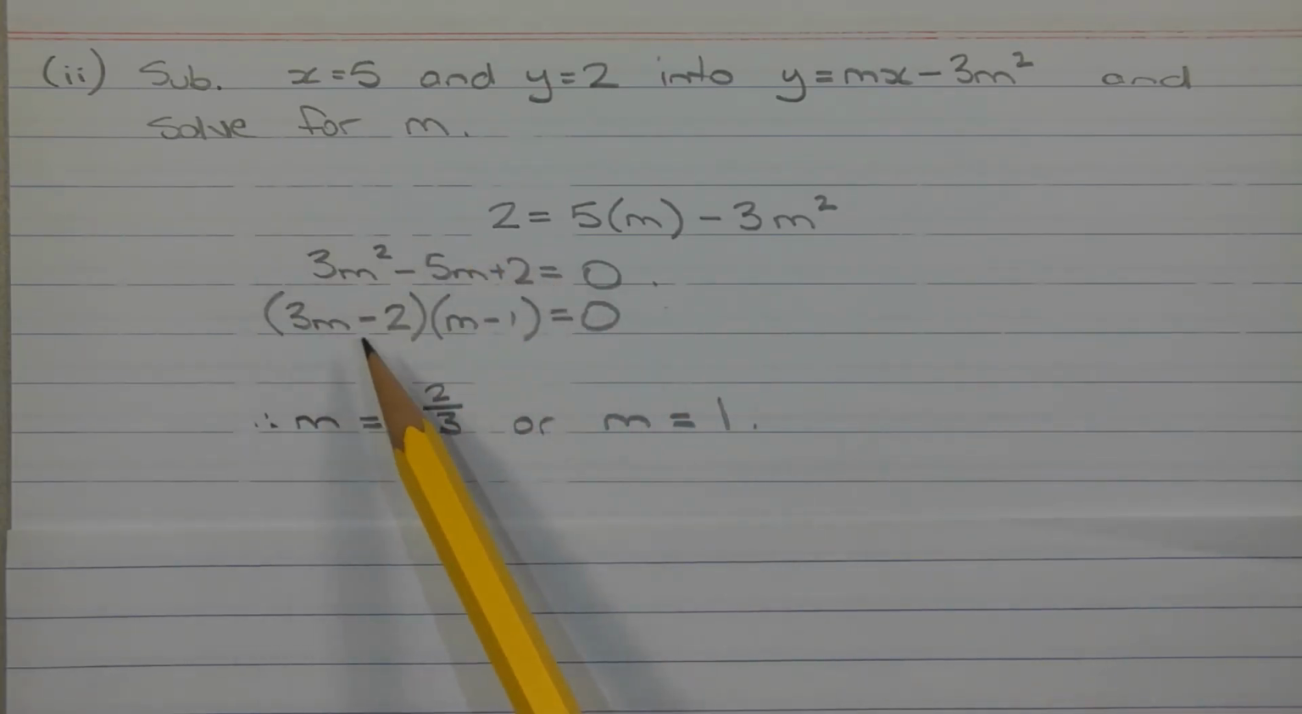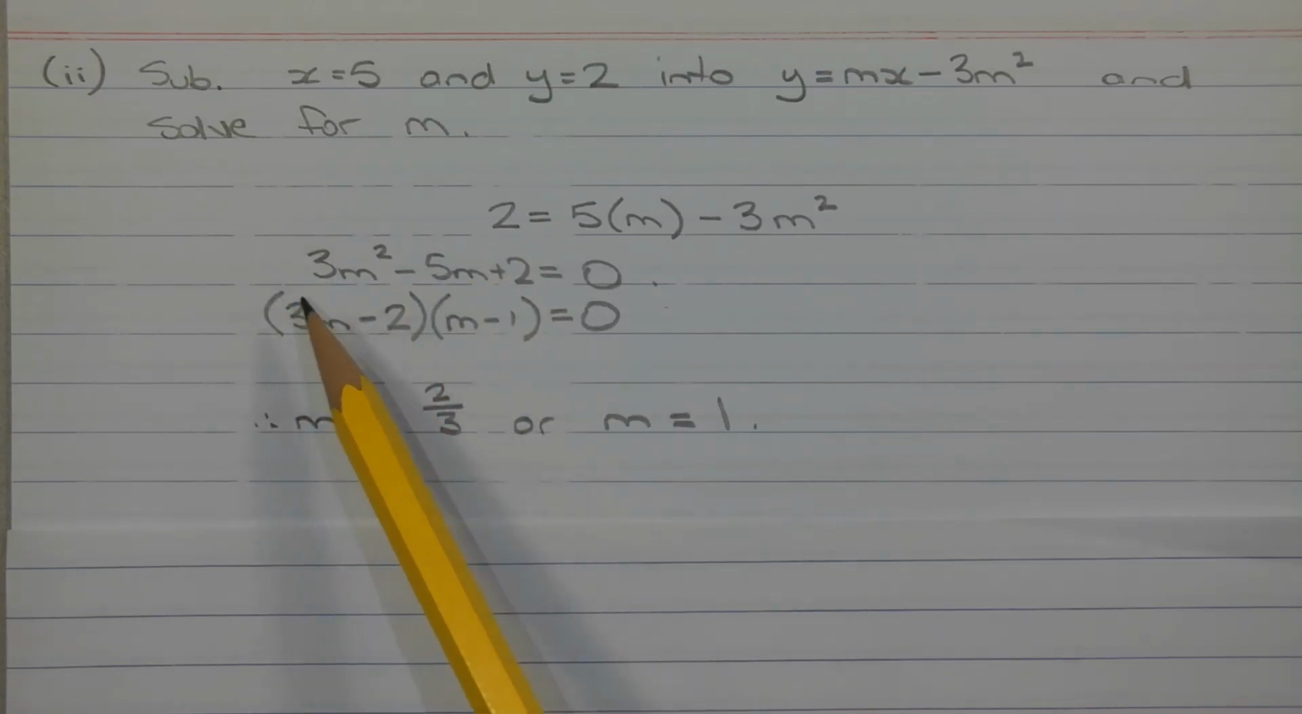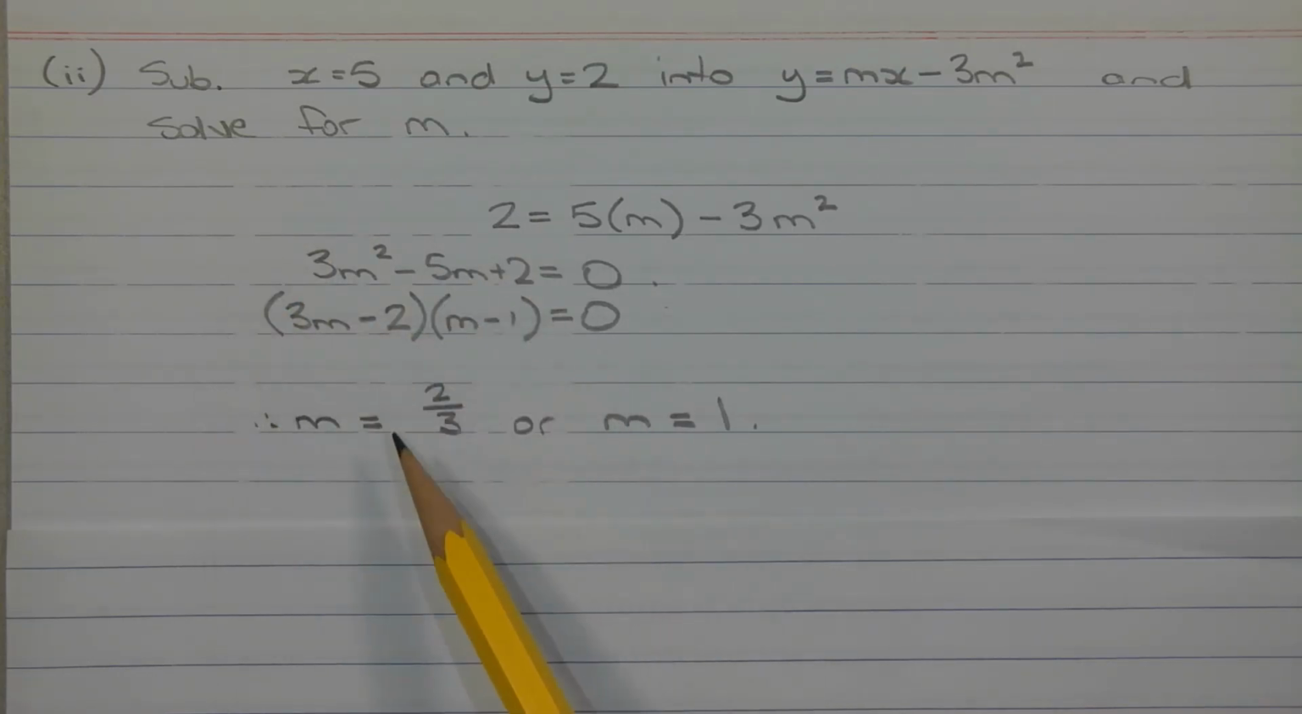Now the left hand side factorizes to 3m minus 2 in brackets times m minus 1 in brackets, and that equals 0. So from the left hand side, we get the solutions m equals 2 over 3 or m equals 1.